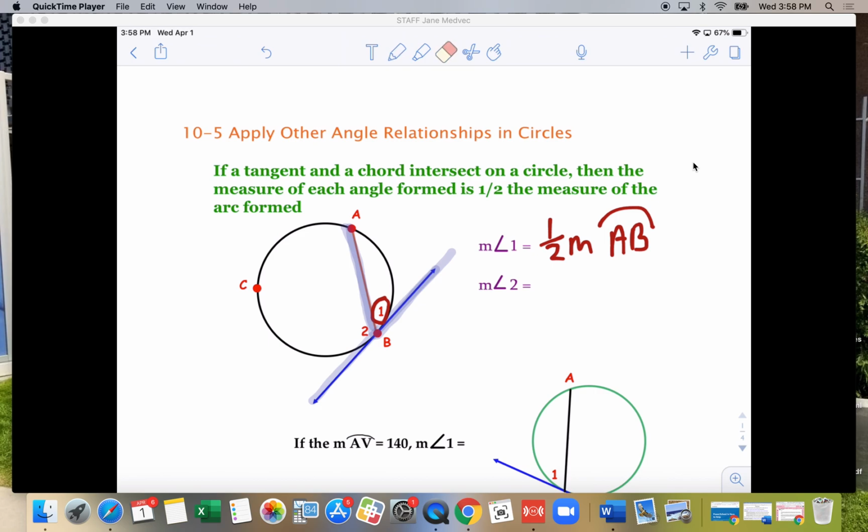If I take a look at the other angle, angle 2, which is right here, I've got A, B, and then it comes off the other side, and that is also 1/2 the measure of the arc ACB. The reason it's named with 3 letters is because it's a major arc, and it goes from A, the start of the angle, and brings it all the way down to B.